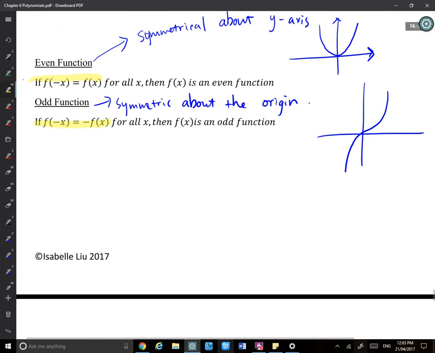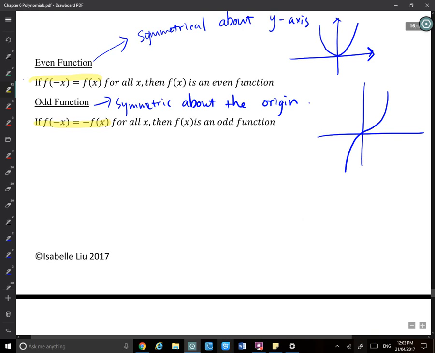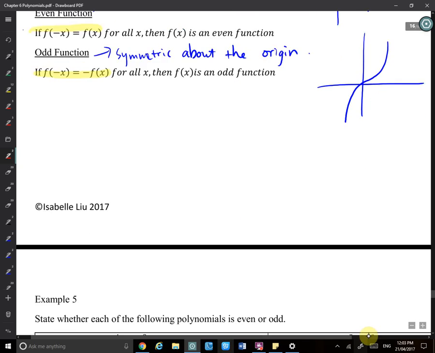Okay, both formulas are about f negative x. You want to know what f negative x will give you, and then you can say the function is even or odd. Okay, some functions can be neither even nor odd. For example, if you have a graph like that, that's neither even nor odd. Okay, it's not necessary to be either even or odd.